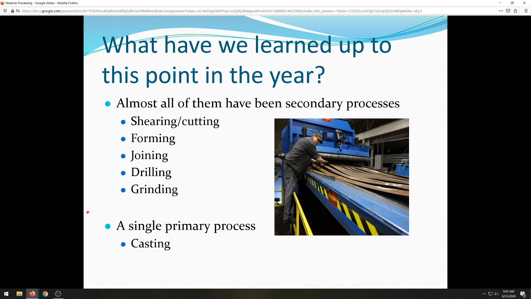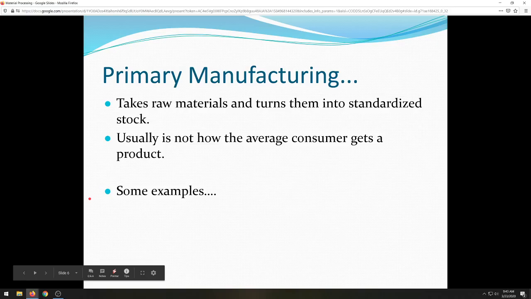And then the one primary process that we kind of have done, but we've sort of focused on as almost a secondary process, trying to produce a finished good, is casting. So we'll talk about that as well.